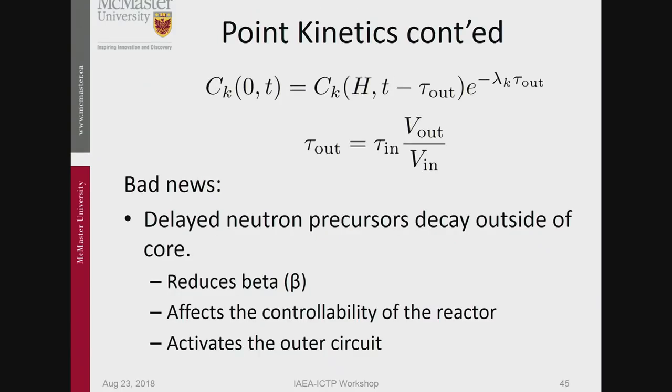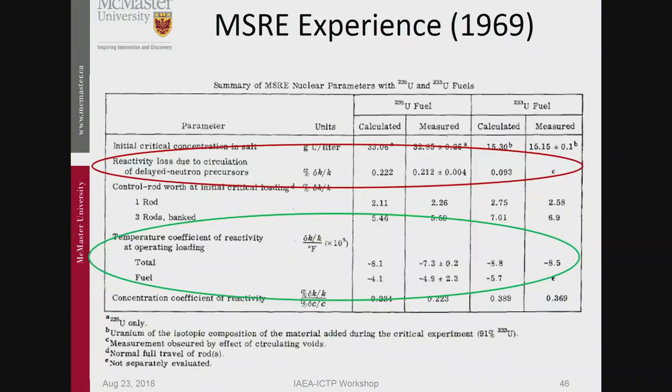But really what happens is that the concentration decays outside of the volume, right? So that reduces your beta. It affects the controllability of the reactor and activates the outer circuit.